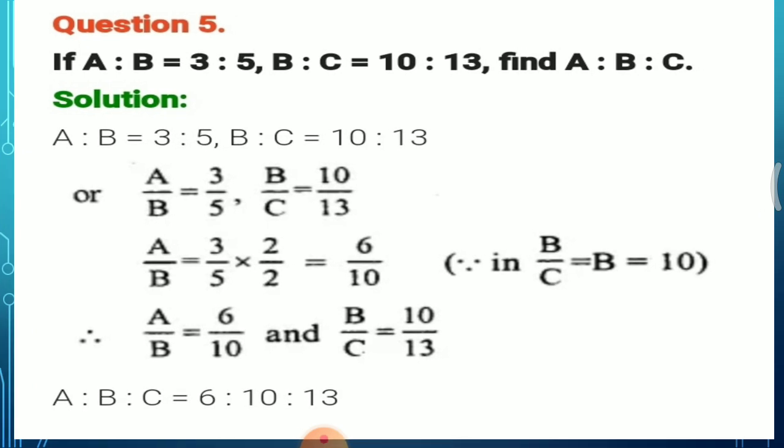Now next question. A ratio B is equal to 3 ratio 5 and B ratio C is equal to 10 ratio 3. So find A ratio B ratio C. So A by B is equal to 3 by 5, B by C is equal to 10 by 3. So A by B is equal to 3 by 5 multiplied by 2 by 2, which is 6 by 10, since 3 times 2 is 6 and 5 times 2 is 10. In B by C, B is equal to 10. So A by B is equal to 6 by 10 and B by C is equal to 10 by 30. So A ratio B ratio C is equal to 6 ratio 10 ratio 30.